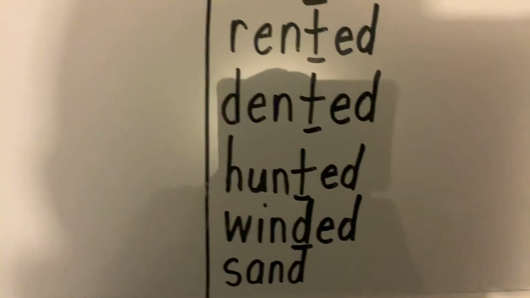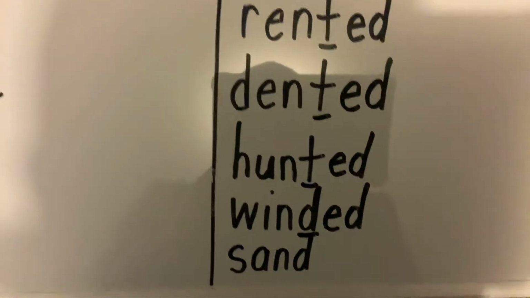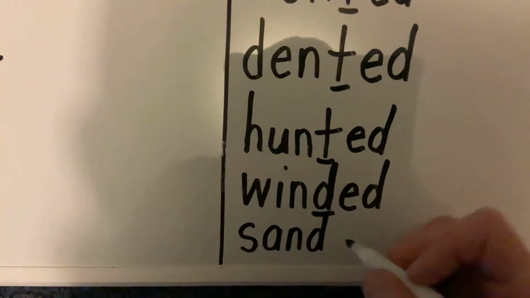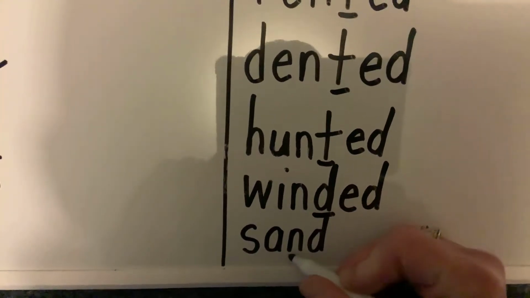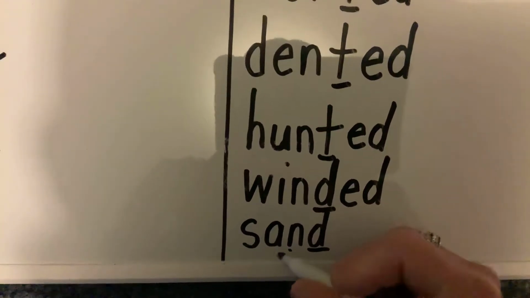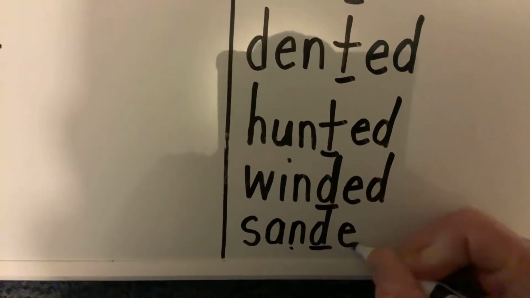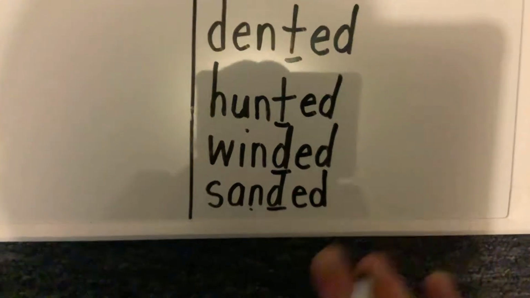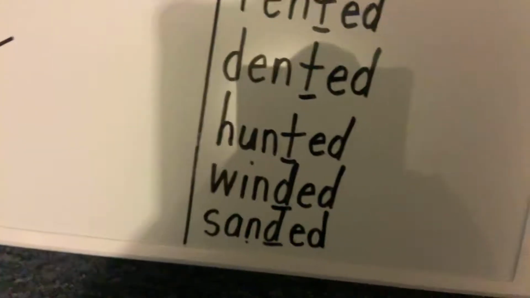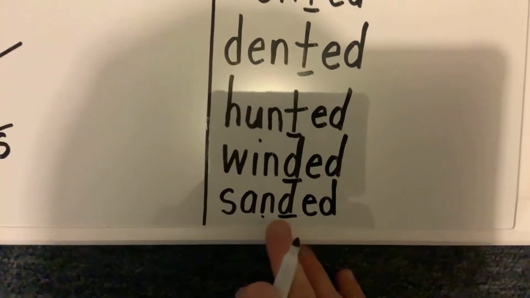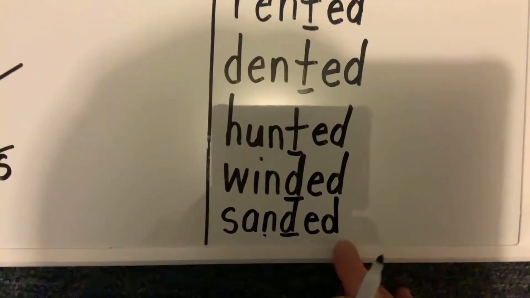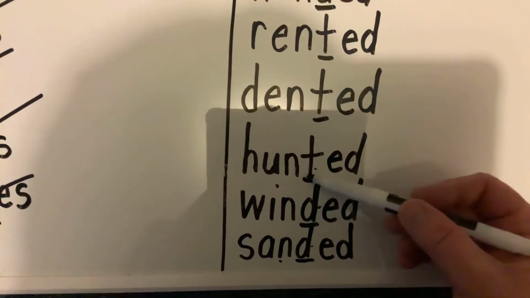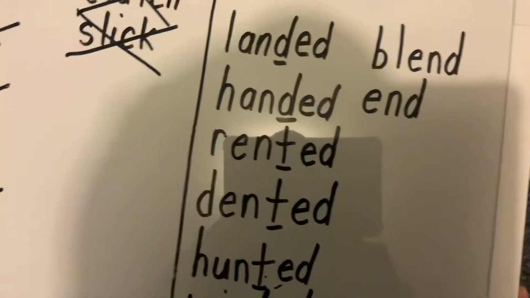Oh, that means he got out of air. That was hard to run. And it happened in the past. Our next one ends in a D. Sanded. Sanded means you make some wood feel really smooth. So he did it yesterday. He sanded the board. See how all of our base words end in a D or a T? So our ED says ed.